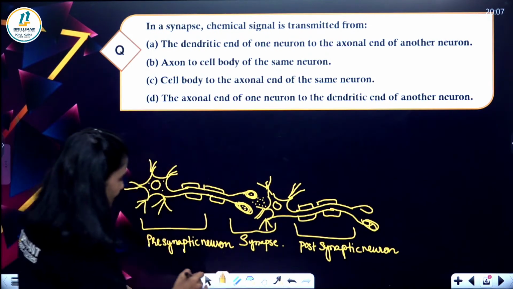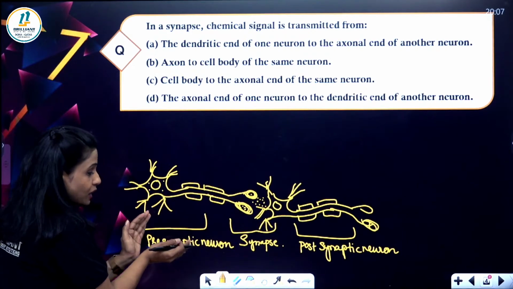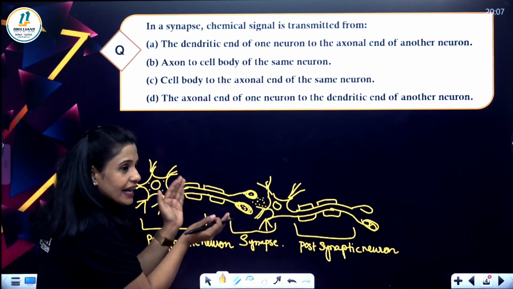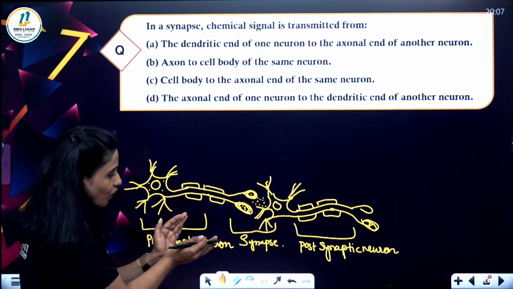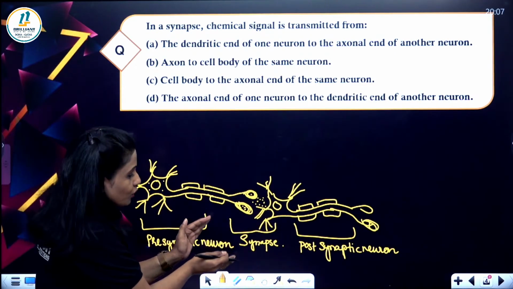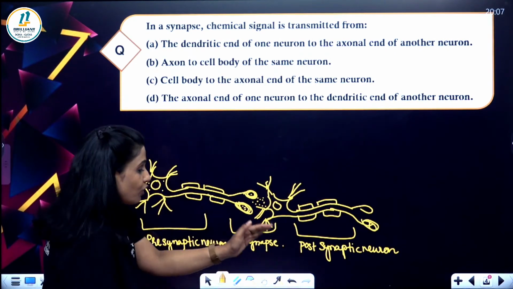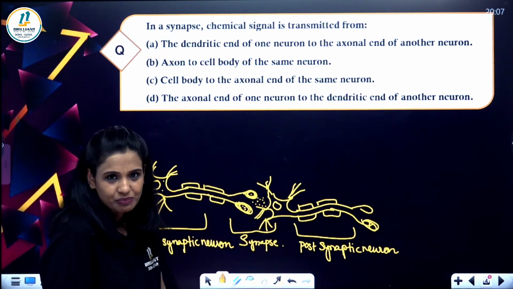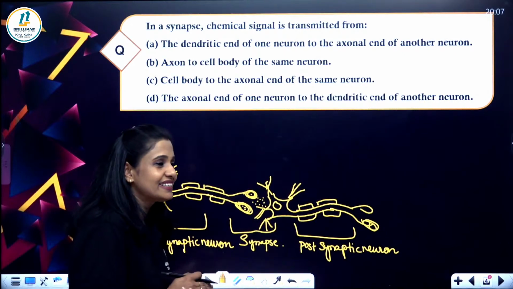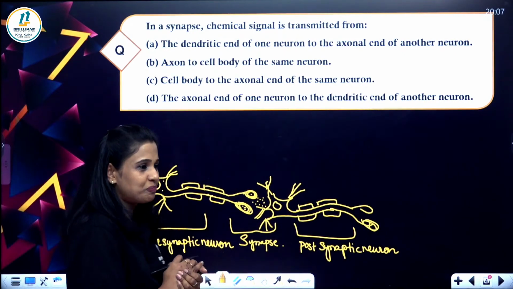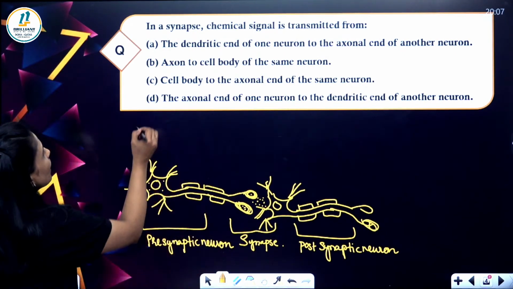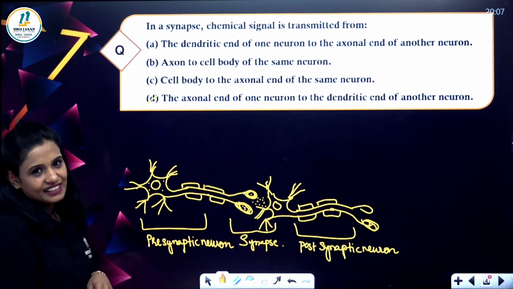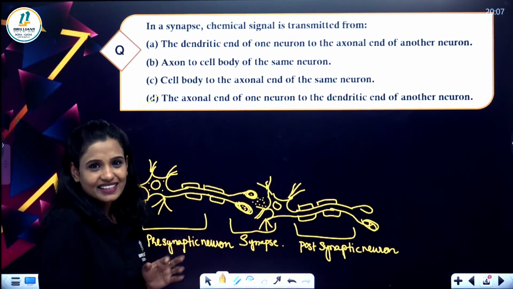Okay, here you can see from the axonal endings of the presynaptic neuron to the dendritic end of the postsynaptic neuron, the nerve impulse will be transmitted. So all are commenting the correct answers. Very good. Keep it up. Okay, so it is option D. Option D is the correct answer.